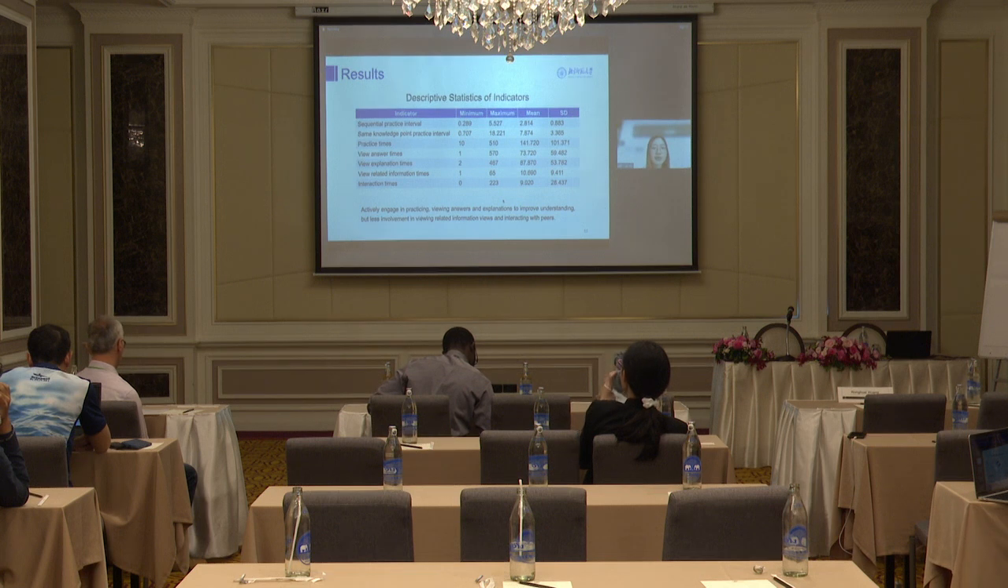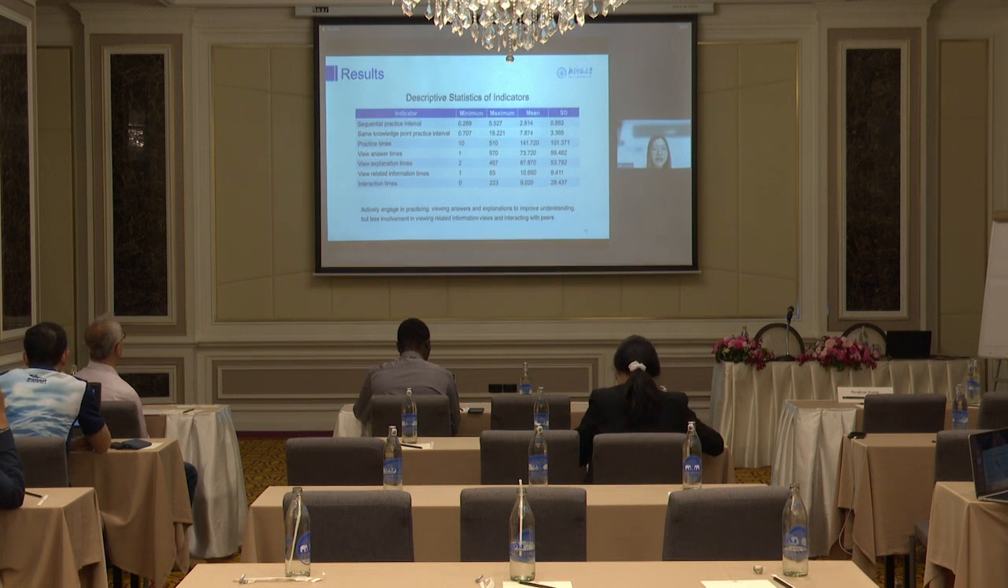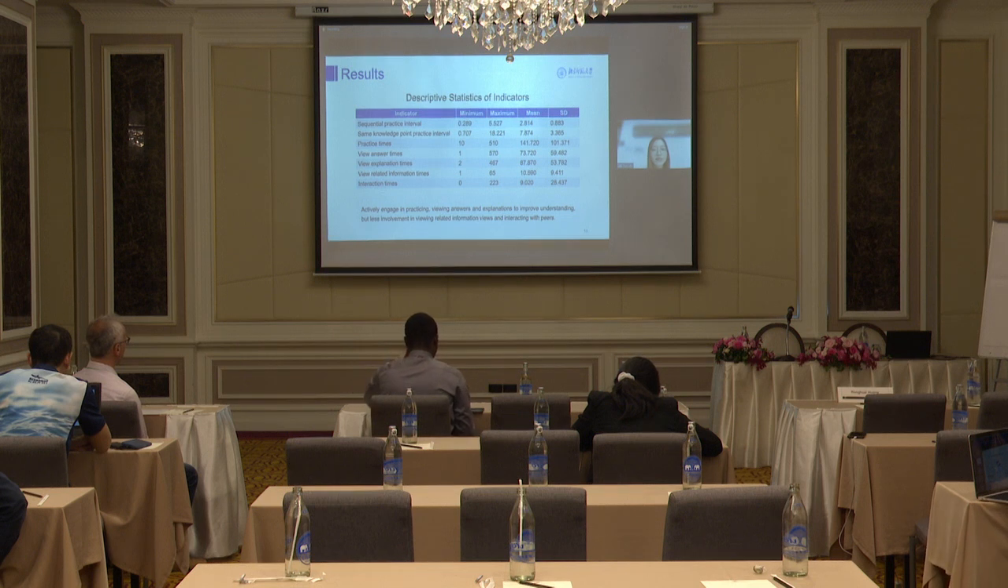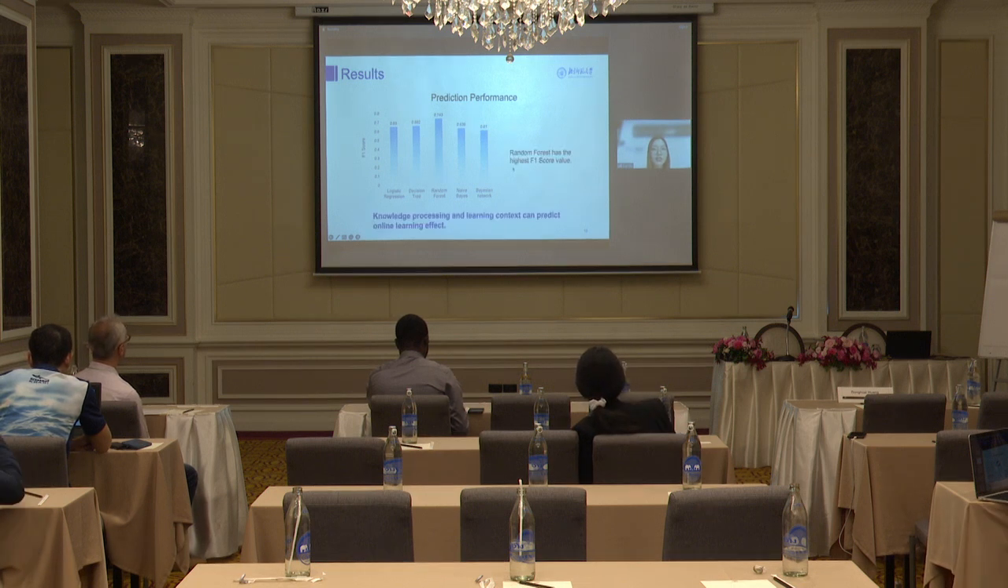The findings obtained from descriptive statistics reveal that students actively engage in practice and frequently review answers and explanations to enhance their understanding. However, their attention to viewing related information and interacting with peers displayed comparatively lower levels of involvement. In terms of prediction performance, it is noteworthy that random forest displayed the highest F1 score, measuring 0.743. The result indicates that knowledge processing and learning context can predict student performance effectively.